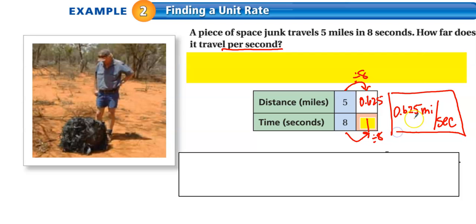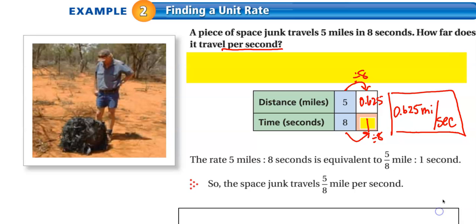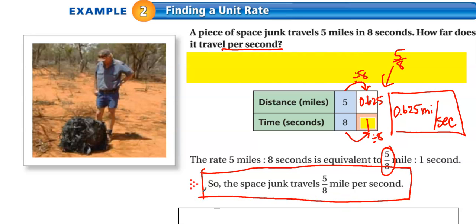Okay, but I want to show you what the book does. So the book with a table decides, instead of doing 5 divided by 8 as a decimal, it literally just takes the 5 divided by 8 and writes it as a fraction, right? So there it is as a fraction. I could have put 5/8 in my box in the table. And so this is a full sentence, right? So the space junk travels 5/8 of a mile per second. You're not always going to be writing out full sentences. I probably will usually ask you to write rates like this and unit rates.